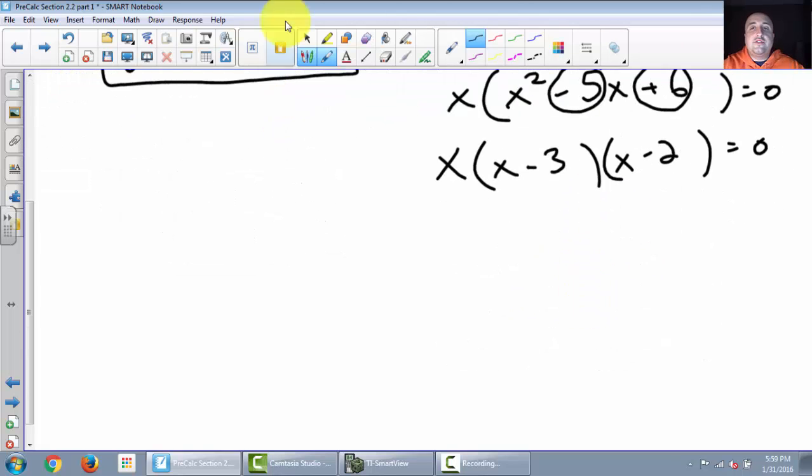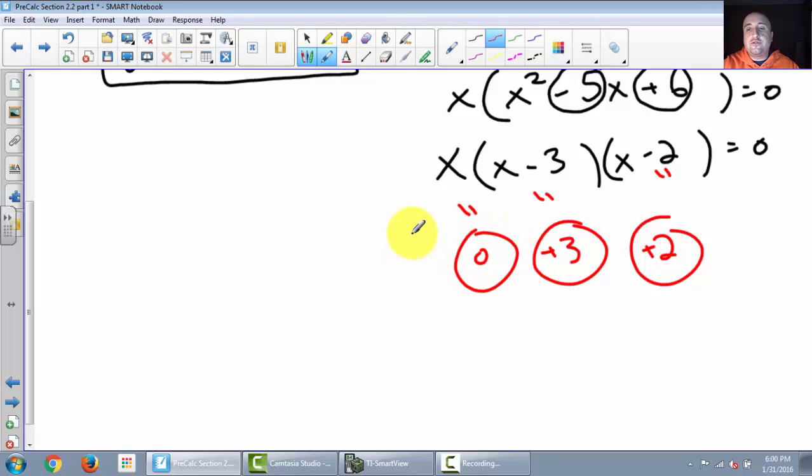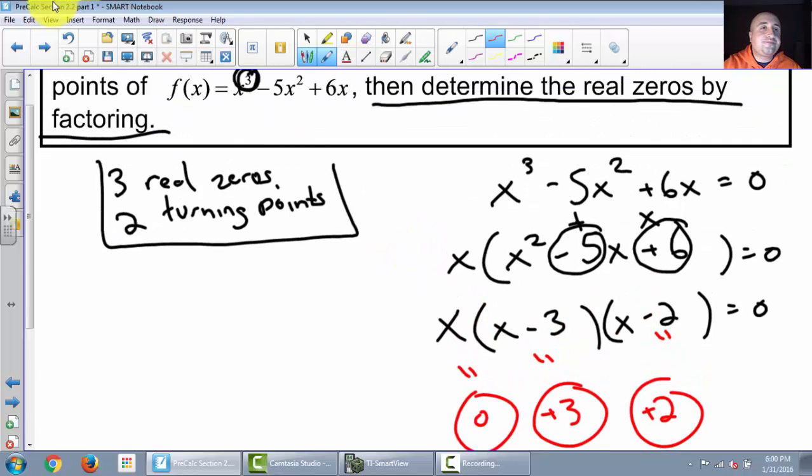All right, so I have 3 answers. My 3 zeros are 0. Remember, you switch the sign, so positive 3. And remember, you switch the sign, so positive 2. So there are my 3 real zeros. I factored it.